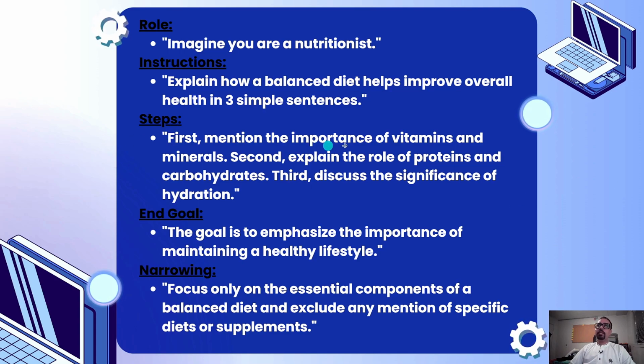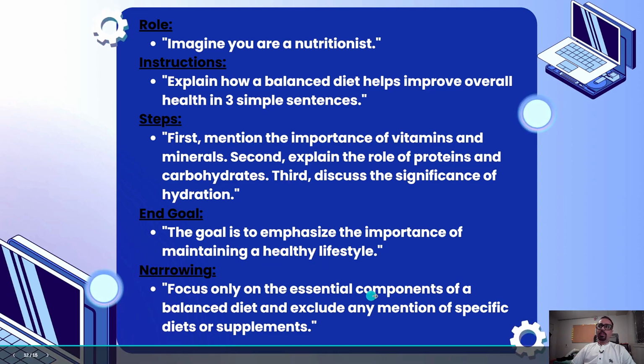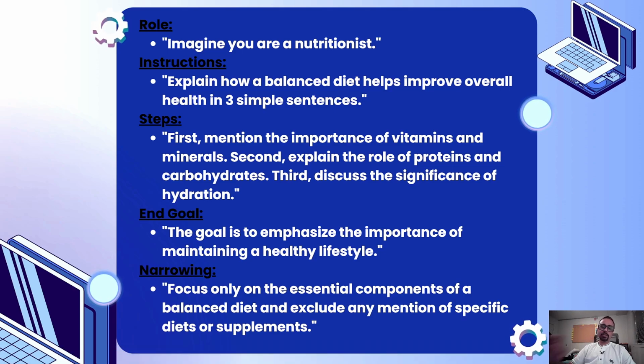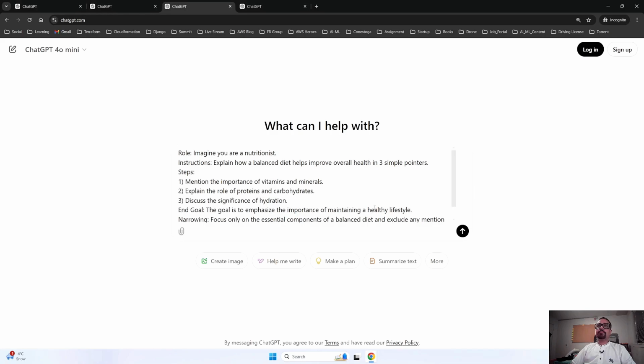As part of first, mention the importance of vitamins and minerals. First point. As part of second, explain the role of proteins and carbohydrates. Third, discuss the significance of hydration. The goal is to emphasize the importance of maintaining a healthy lifestyle. So it is related to the healthy lifestyle. Focus only on the essential components of a balanced diet and exclude any mention of specific diets or supplements. It has to be very specific to the point, whatever is asked. So let's go ahead and try to run it.